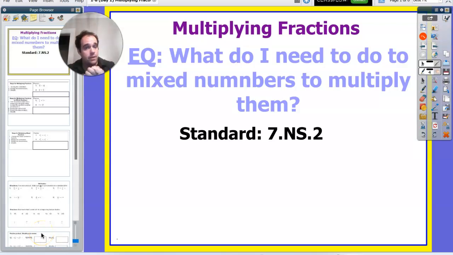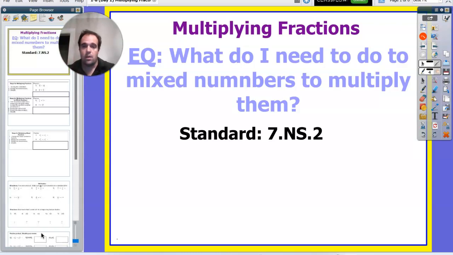Yo, what's up, fam? Today we're going to talk about multiplying fractions and also about how to multiply fractions like mixed numbers and that kind of thing. We're not going to go into negatives today, just the fractions bit. The whole idea is, what are we going to need to do to multiply mixed numbers?